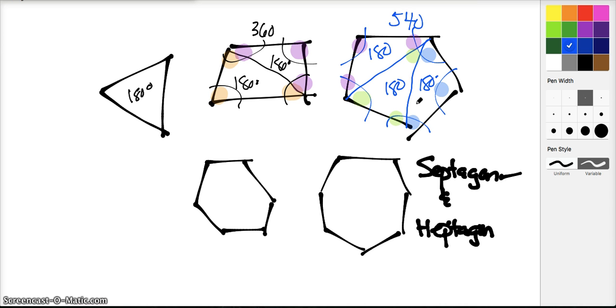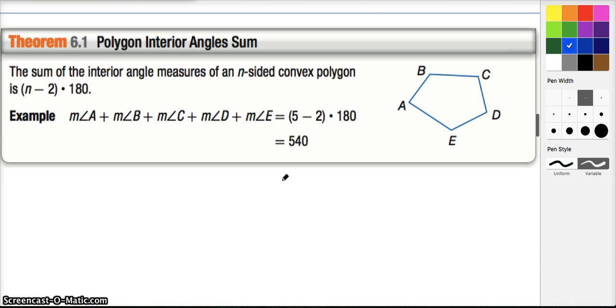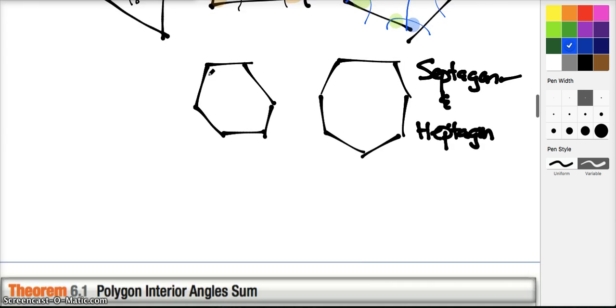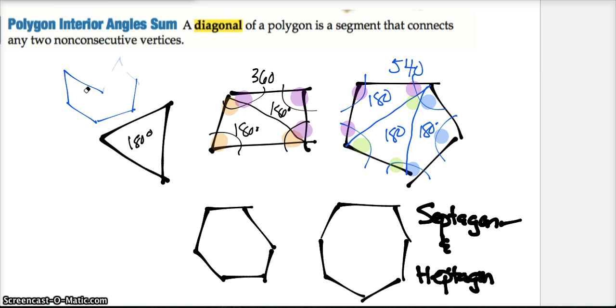All right, and I can continue this process. So what we're about to see is a little theorem, or really a little guide, to figure out what is the sum of the interior angle measures of an n-sided convex polygon. Well, the polygons that we're dealing with are convex, meaning they don't have any interior angles that do something funny like this. Like this kind of interior angle. We don't have that. The angles all pop out, or are convex, as opposed to concave, like the one I just showed you.